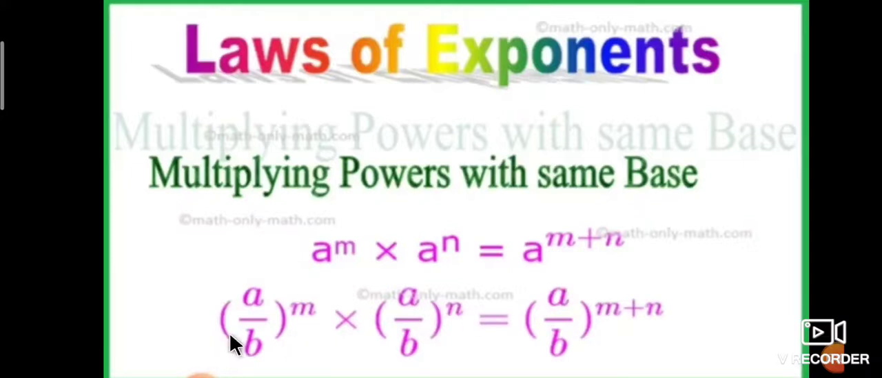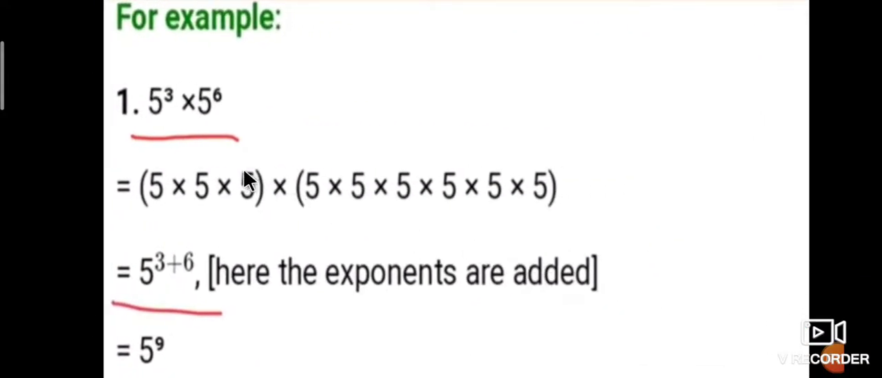This is called the first law of exponent. For any fraction or any rational number, (a by b) whole to the power of m into (a by b) whole to the power of n is equal to (a by b) whole to the power of m plus n. Next, observe one example: 5 to the power of 3 into 5 to the power of 6.